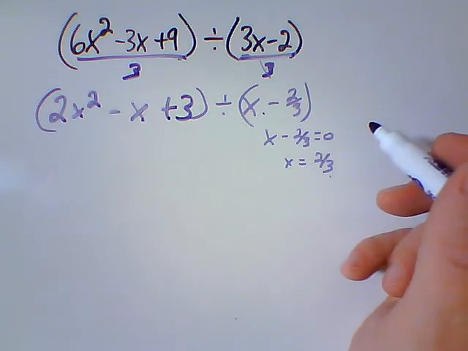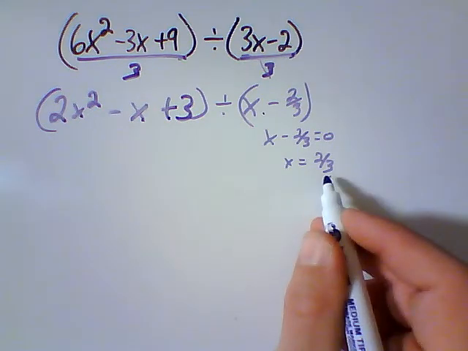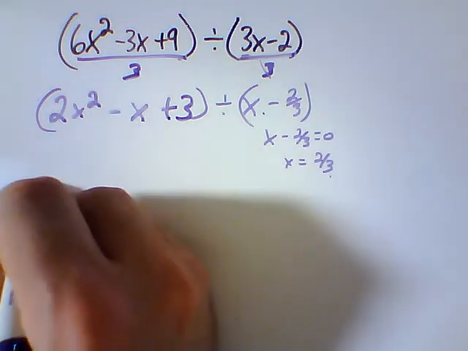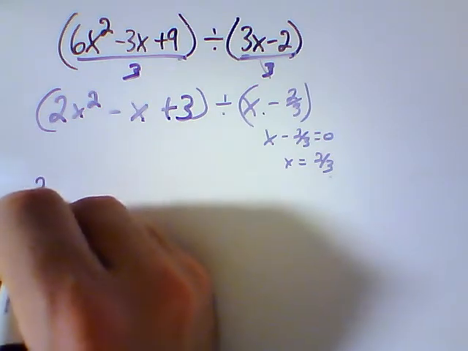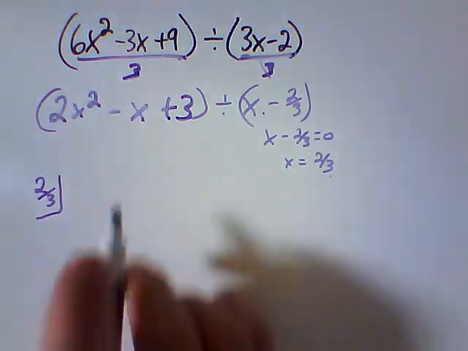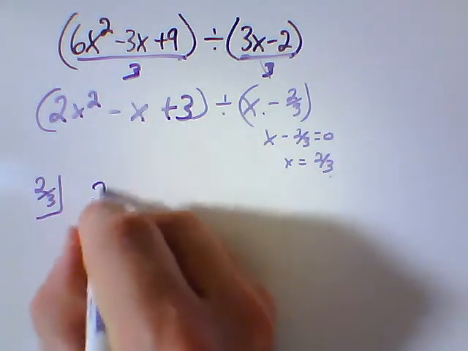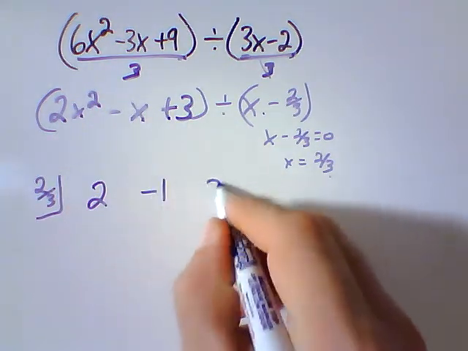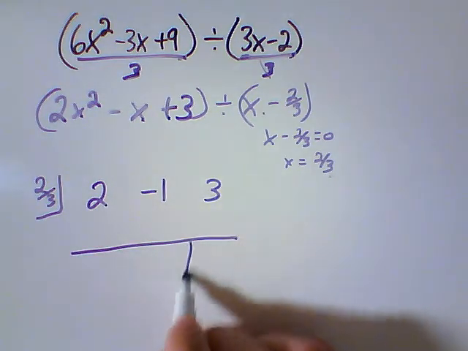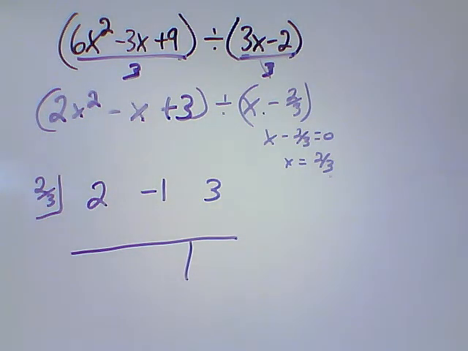If you're going to do synthetic first, then it's a little bit more important that you go through those steps. So here's my box. 2/3 goes in the box. I grab my coefficients. I'm not missing any. 2, 1, 0. We're good. 2, -1, 3. Draw my line. There's my work. We're going to use red for the math because it'll be fun.